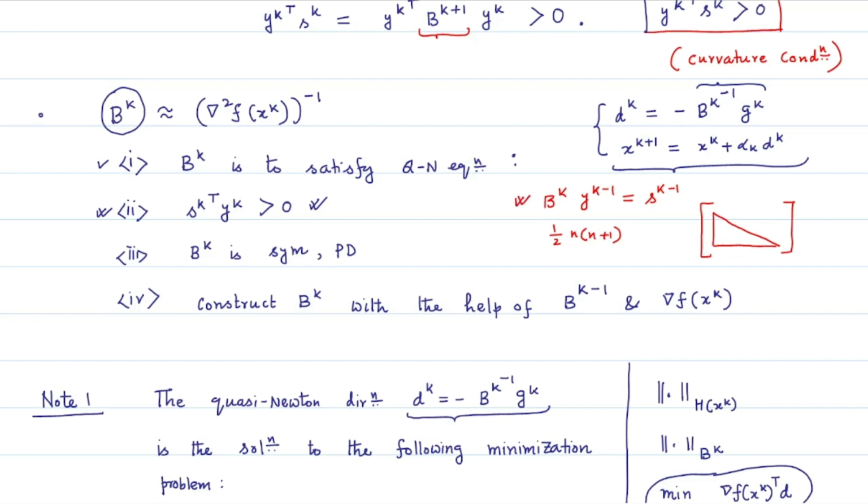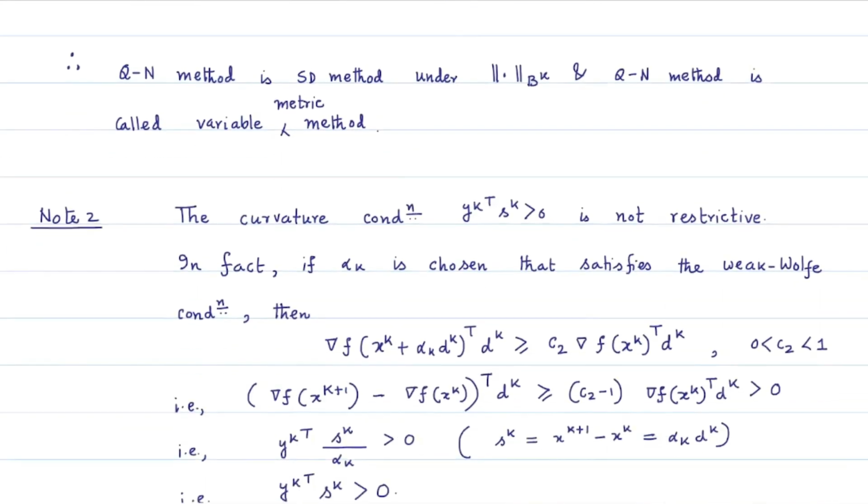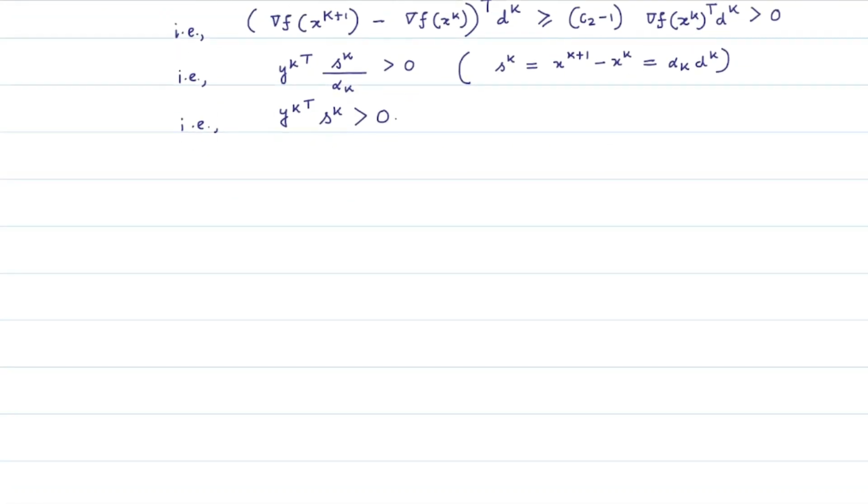So this equation has half times n into (n plus 1) unknowns, but it has only n restrictions, right? So this quasi-Newton equation has many solutions. There are many bk's for which this equation is satisfied. Out of these many solutions, we choose the solution that is closest to the earlier iterate, that is, bk closest to bk minus 1. To find a matrix bk that is closest to the earlier matrix bk minus 1, we go for solving a minimization problem.